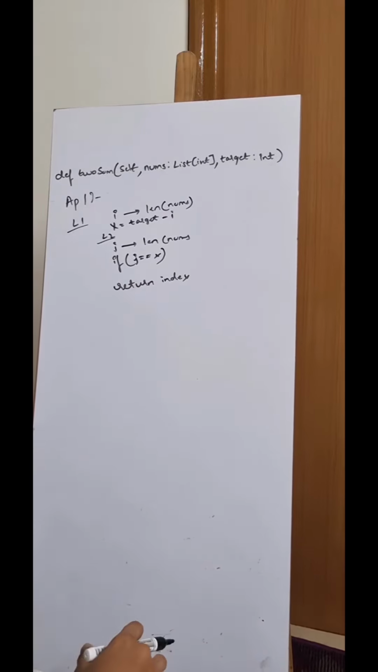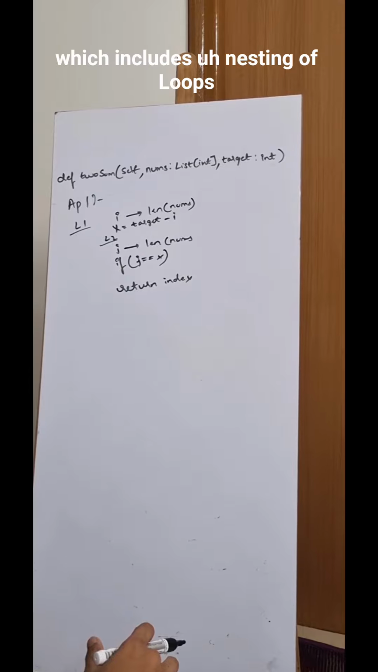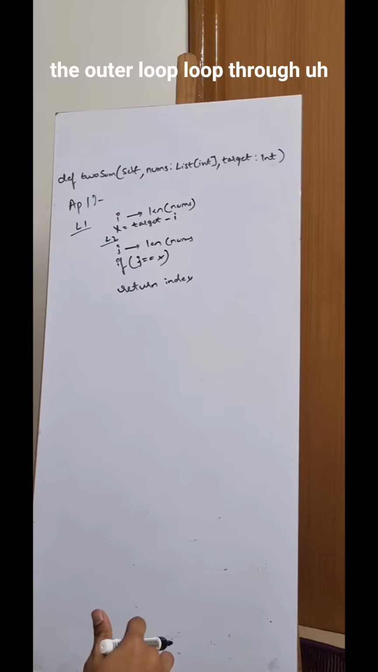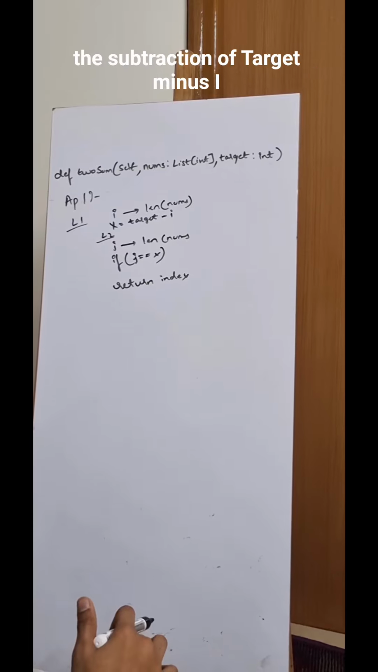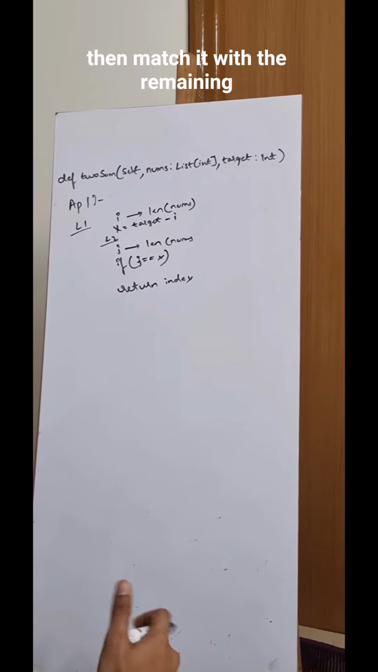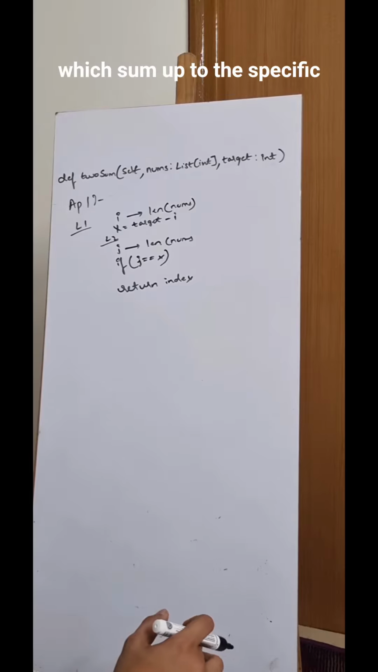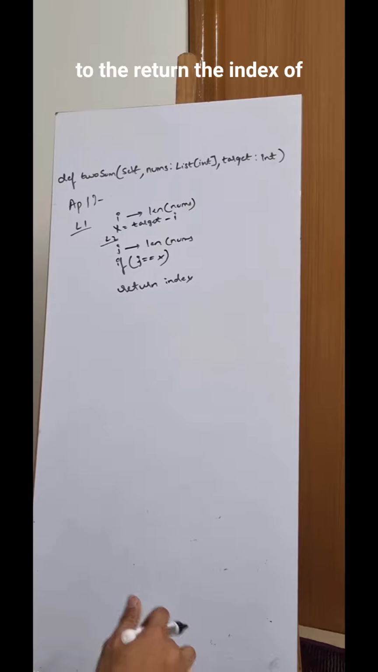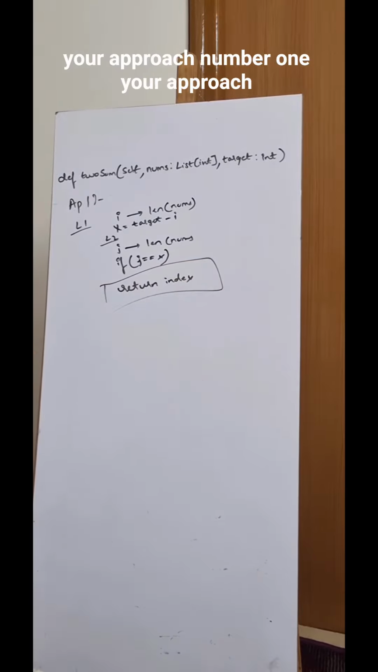Okay, so I have written a basic approach one, which includes nesting of loops. The outer loop goes through i to the length of nums, where you first find the subtraction of target minus i. Once you obtain the subtraction, you would then match it with the remaining elements to find whether there are two specific elements which sum up to the target, right? And then you return the indices of those two numbers. So this is your approach number one.